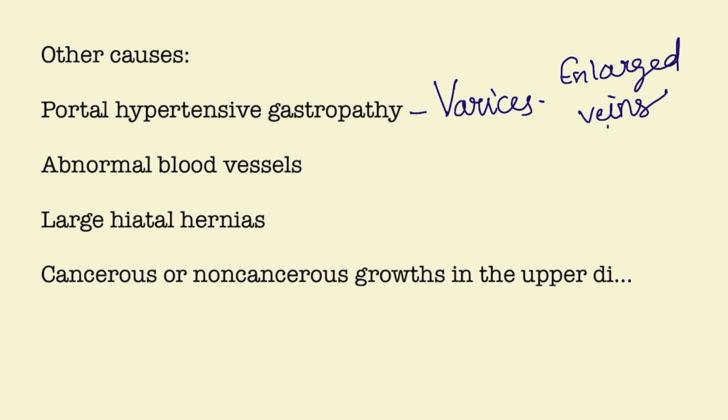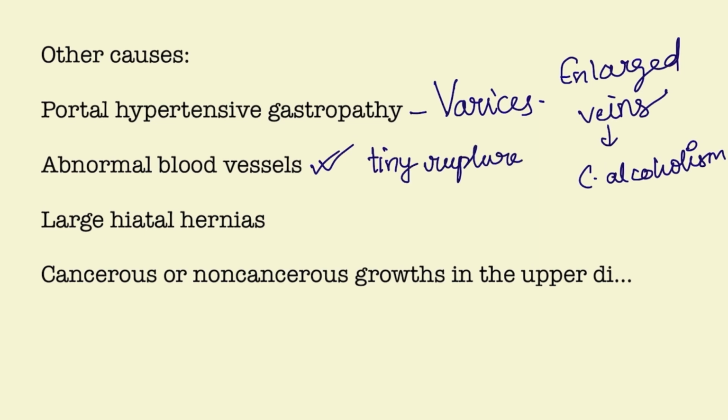And the next is abnormal blood vessels. So any abnormality in the blood vessels could lead to tiny tears in the blood vessels. So this can also be one of the reasons for variceal bleeding in the upper GI. And a large hiatal hernia could also be one of the causes, and any kind of cancerous growth in the upper digestive tract could lead to upper GI bleeding.